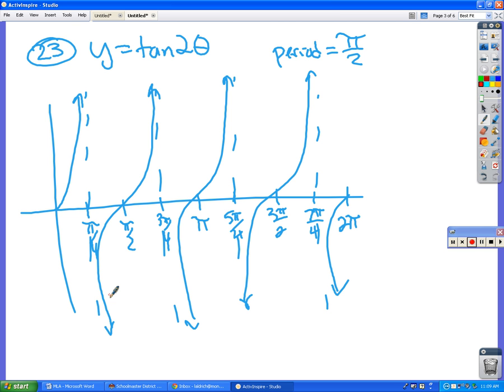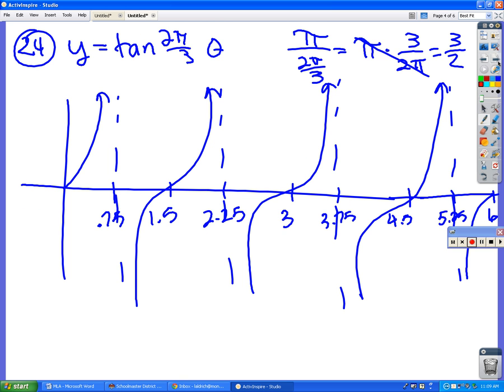So that's how you get the first one: you take the period and cut it in half. And to get the second one, you know this distance is going to be equal to the period. So I go pi over 4 plus pi over 2 to get to that. And if I needed another asymptote, I could go plus pi over 2 again. Or this one right here, we went 0.75 plus 1.5 to get to my next asymptote.